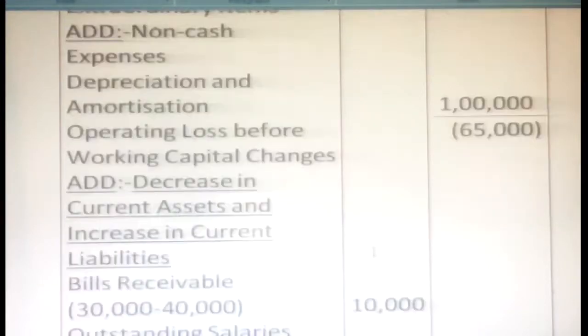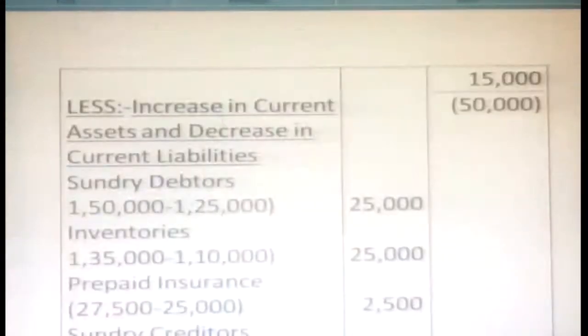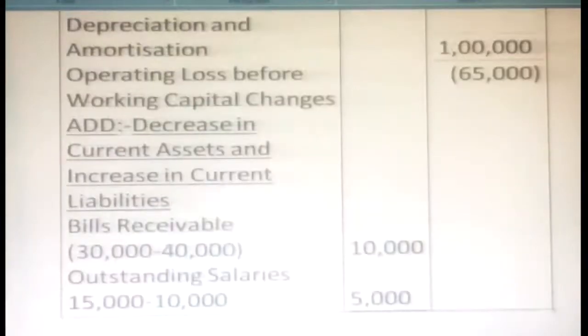Okay. Then as you know, before working capital changes, what should we add and what should we deduct? That's nothing but decrease in current assets and increase in current liabilities, which you always add. Similarly, less increase in current assets and decrease in current liabilities. Now we'll see one by one. Bills receivable is naturally coming under our current assets. It is 40,000 becoming 30,000, so it is decreased. That's why we show it like this: 40,000 minus 30,000, 10,000.